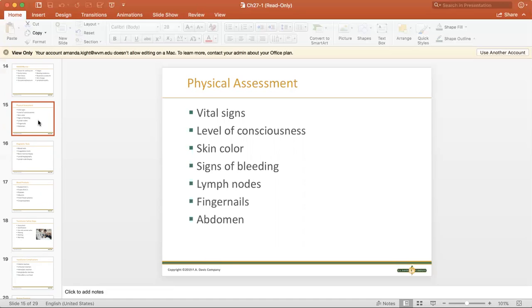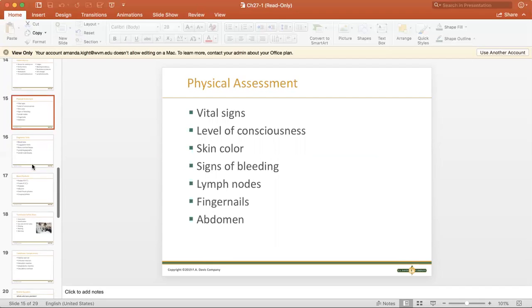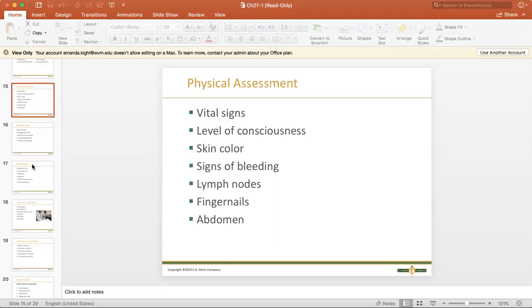That could be anemia. We want to look for, of course, signs of bleeding, like I mentioned earlier with the bruising. We want to palpate those lymph nodes and see what's going on, do capillary refill, see how circulation is doing, and look at the fingernails, see if they're brittle, and whether they're getting what their body needs.